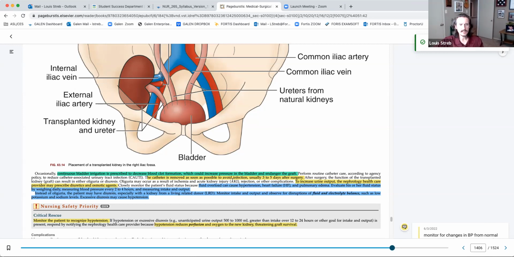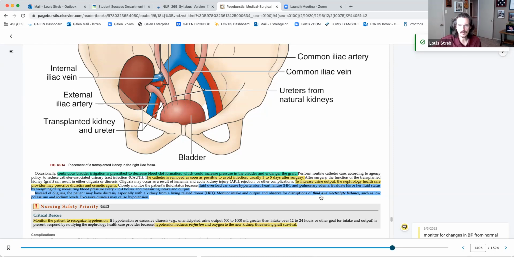Instead of oliguria, the patient may have diuresis, especially if the kidney is from a live donor, because they might be peeing a lot. They might not have ever gotten rid of all this fluid. So they get this live new kidney that starts working. They might be peeing nonstop. So you might see diuresis. So monitor the eyes and nose.